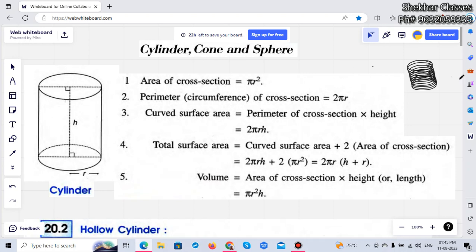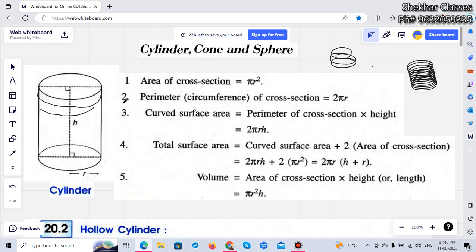What is a cylinder? See, you must have seen a bangle. You keep one bangle here and you keep another bangle over it, another bangle, you can see the shape it has become. So will it not give you a hollow cylinder? Yes, it will give you a hollow cylinder. So you can understand, imagine that hollow part. This is the surface part, right?